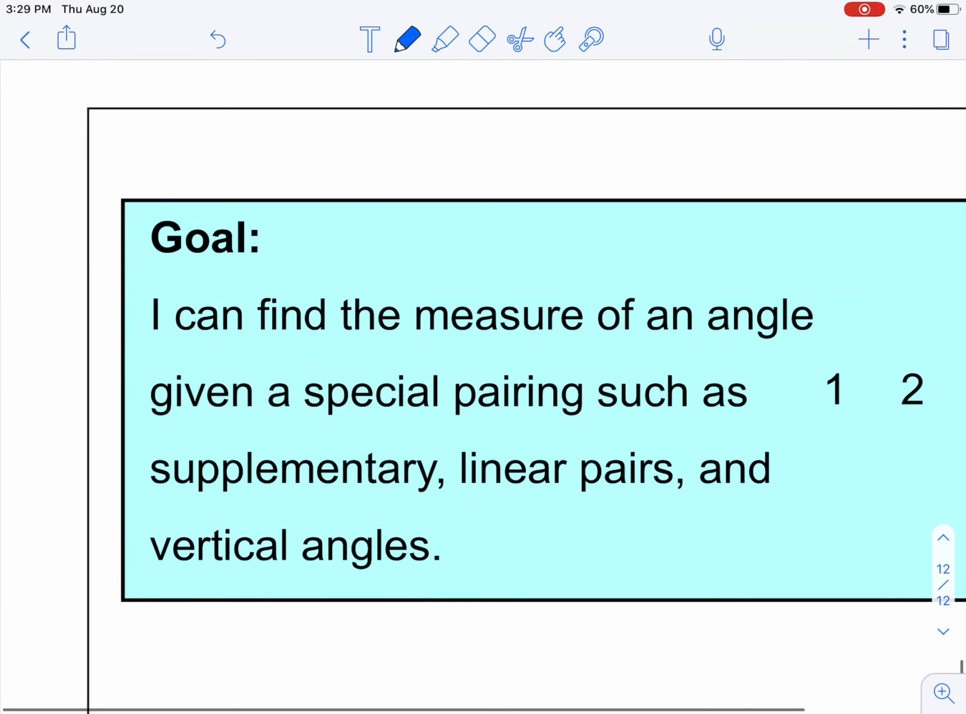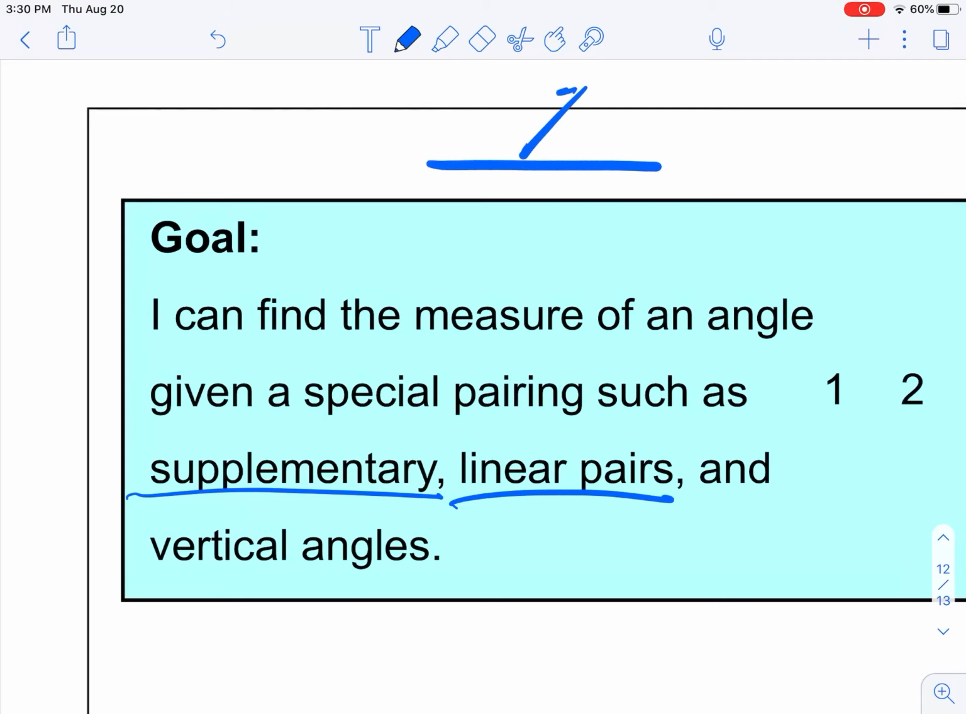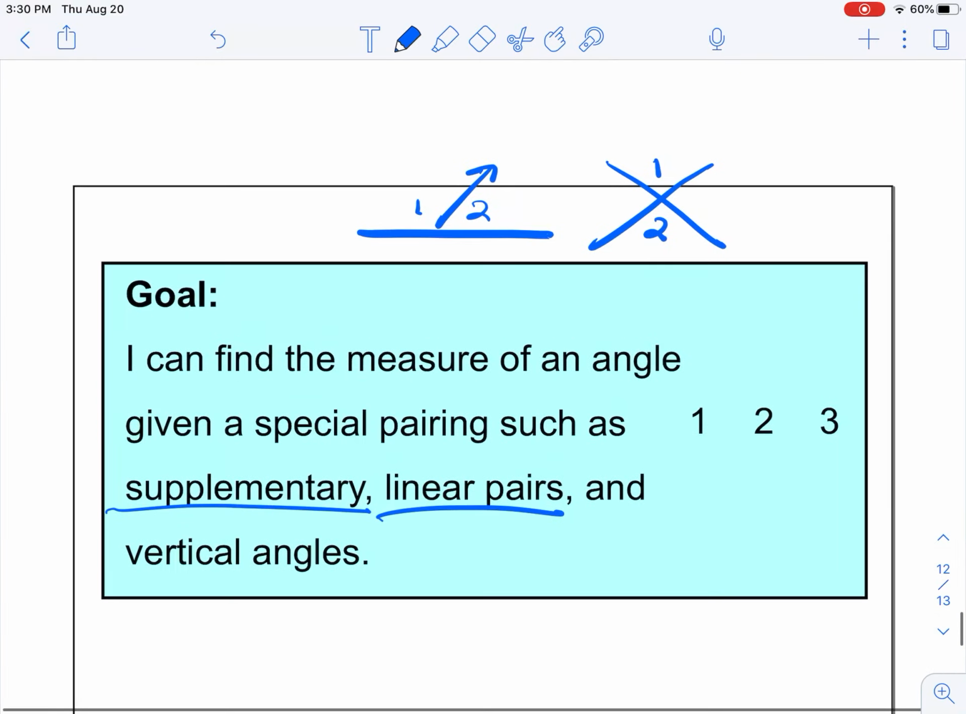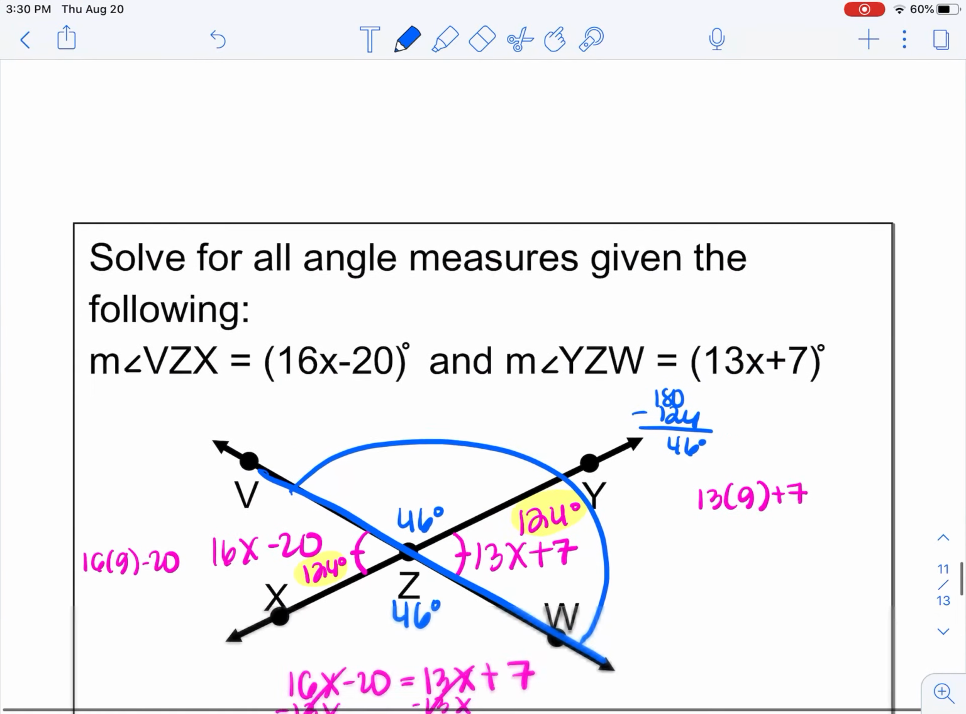Okay, so once again, our goal was that you have to be able to identify supplementary angles. Do you know what supplementary means? Do you know what a linear pair looks like? Line, two angles, linear pair, right? So 1 and 2 are a linear pair. Do you know what vertical angles look like? 1, 2, those are vertical angles, okay? And then can you solve for the angles if you use algebra?